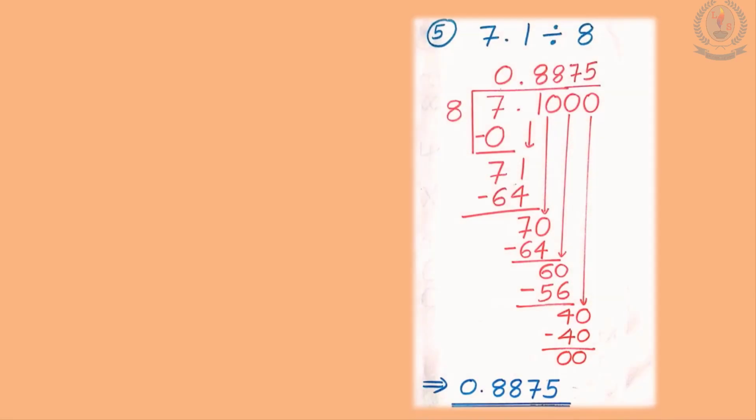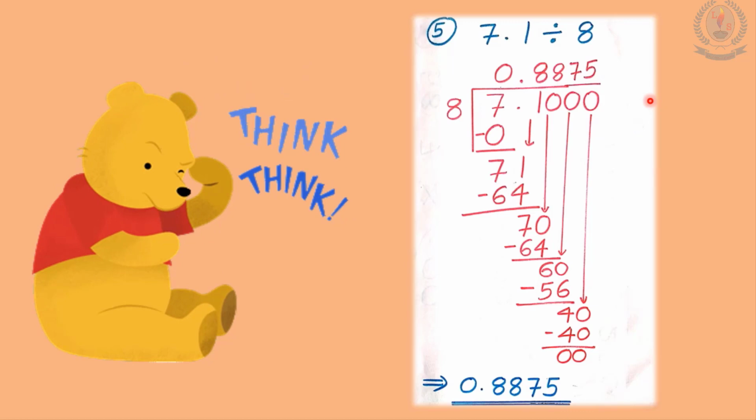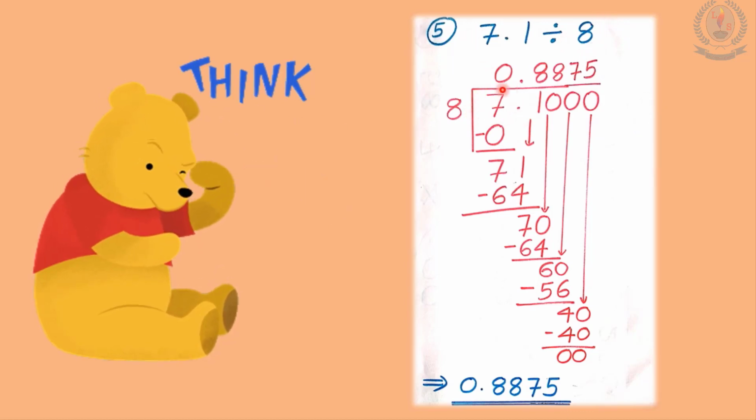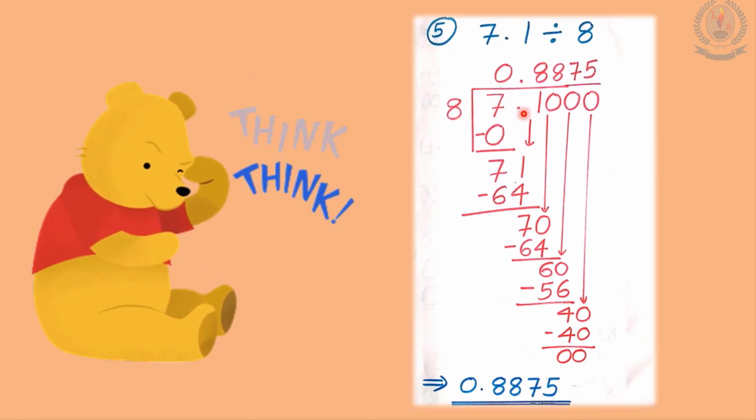Next example, 7.1 divided by 8. Here we have to write that 7.1 divided by 8 this way.